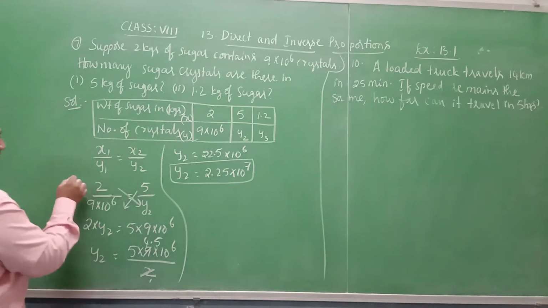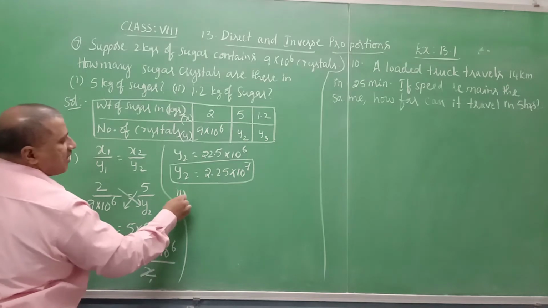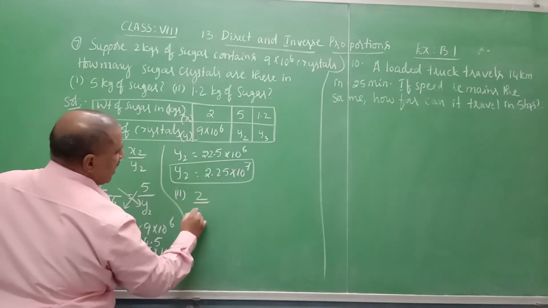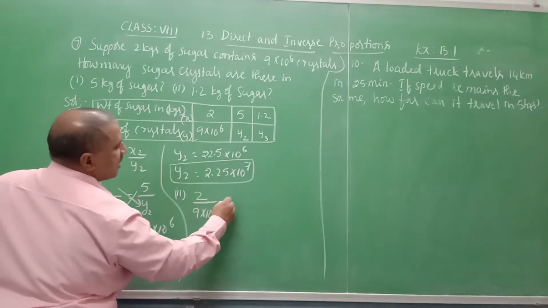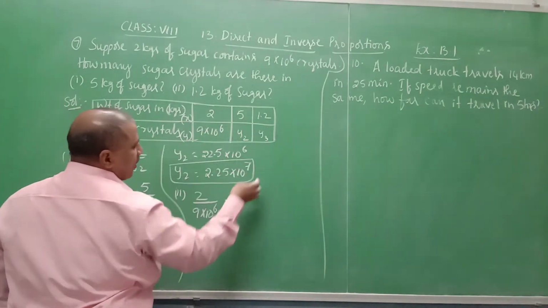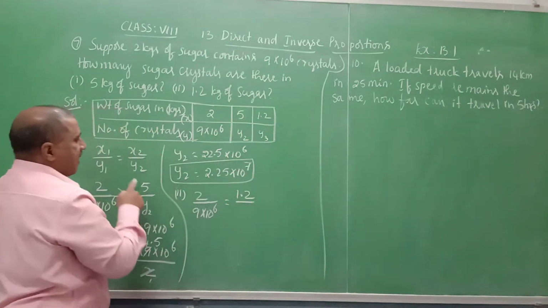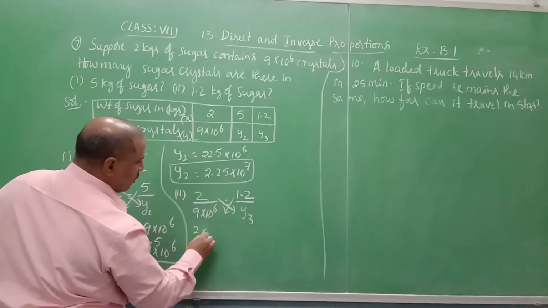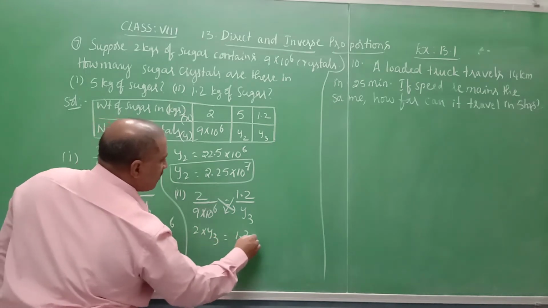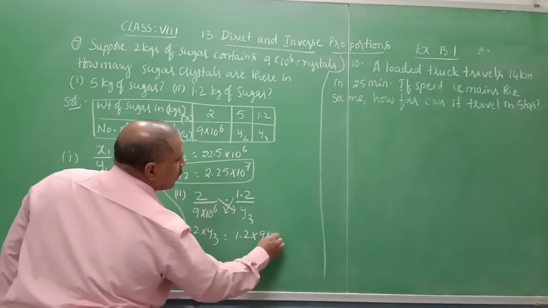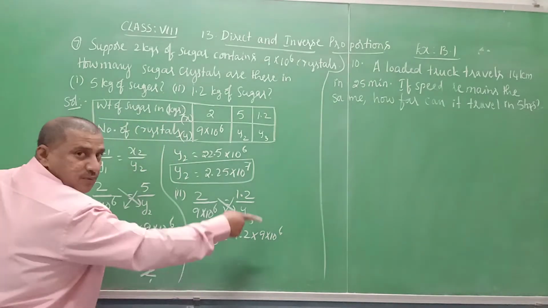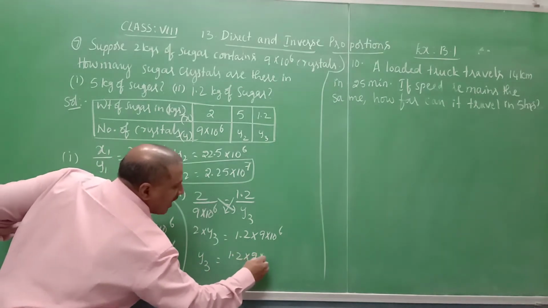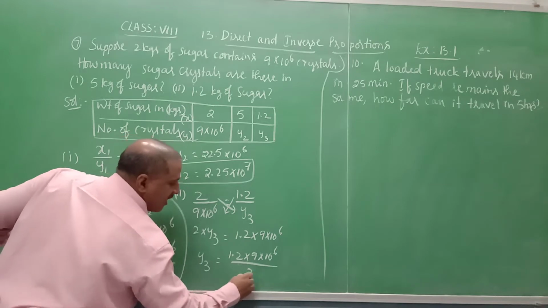Next, see the second case. Here we have the second case. If the weight of the sugar is 1.2 kgs, now x1 by y1 is 2 divided by 9 into 10 to the power of 6, that is equal to x2 by y2. Here x2 is 1.2 divided by y2, which is y3. Now by cross multiplication, 2 into y3 is equal to 1.2 into 9 into 10 to the power of 6. Now 2 transposes to the RHS, we get y3 is equal to 1.2 into 9 into 10 to the power of 6 divided by 2.